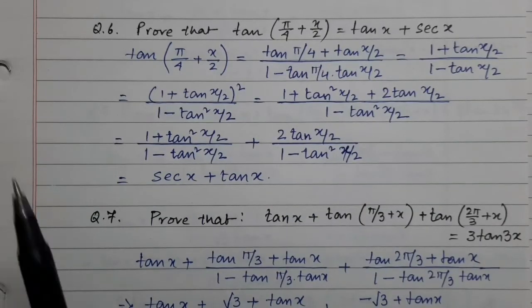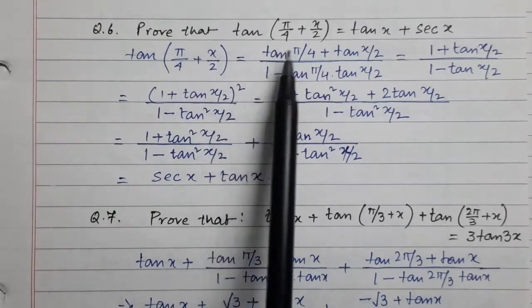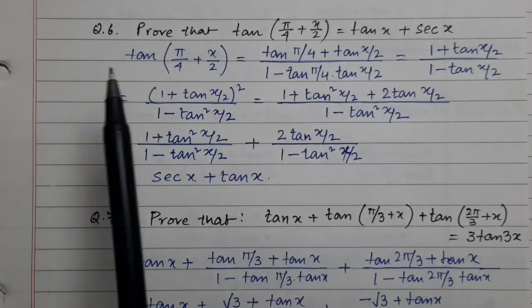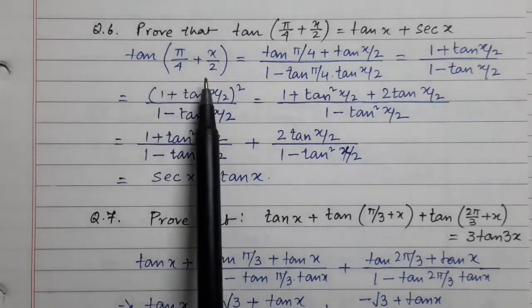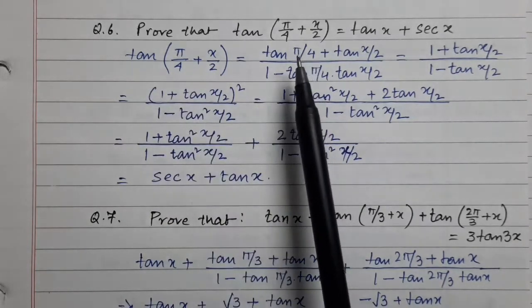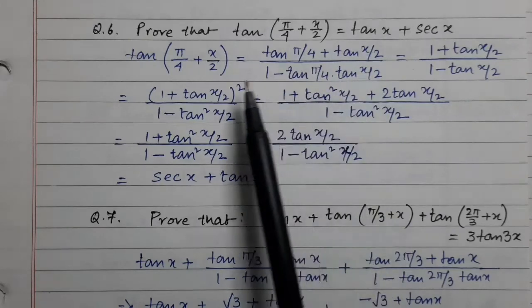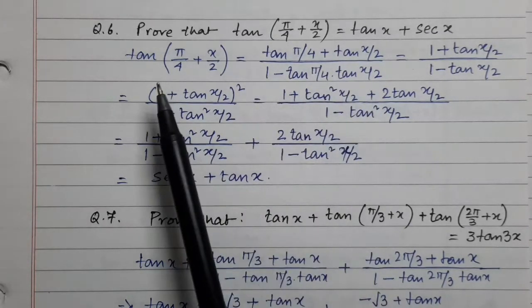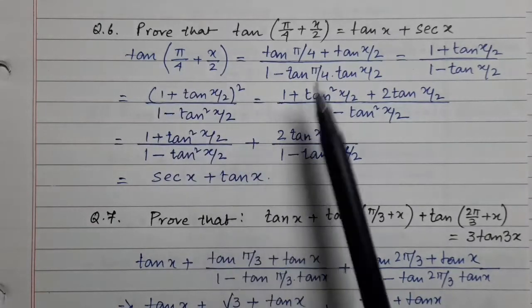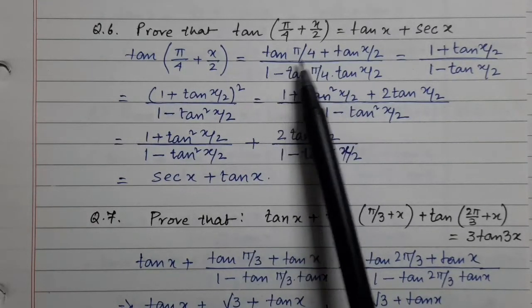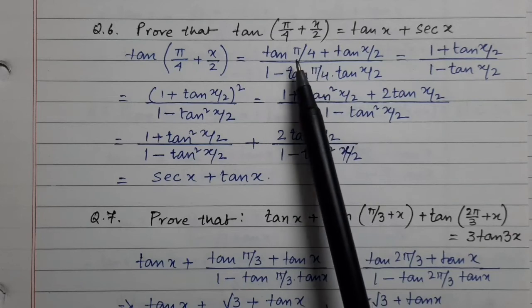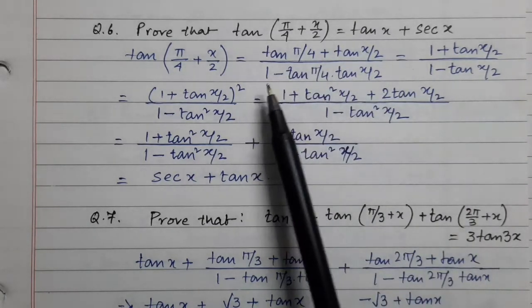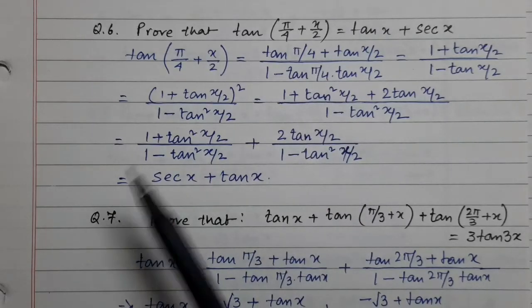Now the next question is, prove that tan of (pi by 4 plus x by 2) equals tan x plus secant x. Now tan of pi by 4 plus x by 2 can be written as tan pi by 4 plus tan x by 2 by 1 minus tan pi by 4 tan x by 2, by using the formula of tan of x plus y. Now we know that tan pi by 4 is equal to 1, so therefore we can write 1 plus tan x by 2 by 1 minus tan x by 2.